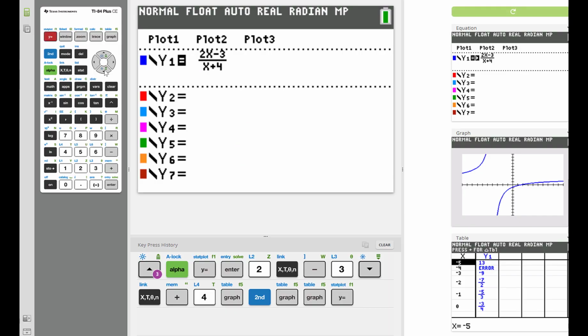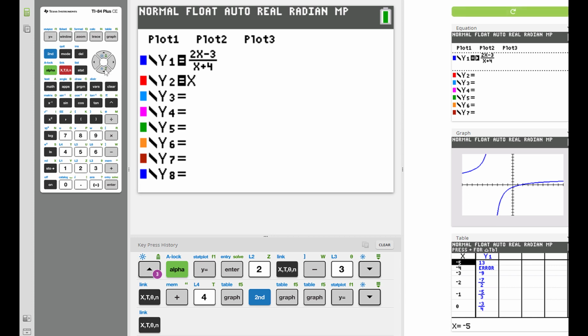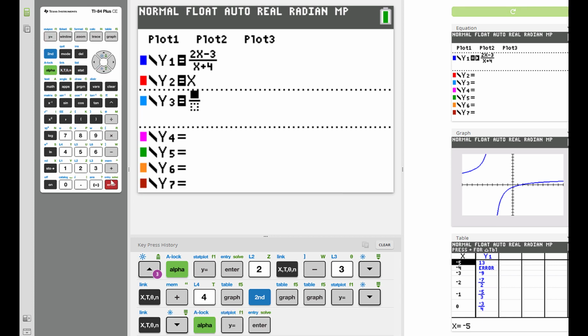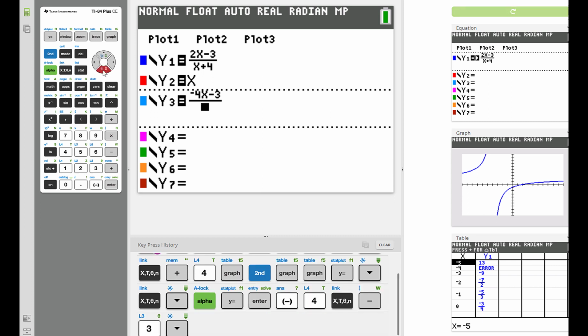Let's go into our graphing calculator. Why don't we go ahead and, for y sub 2, put in my axis of symmetry, which is going to be y equal to x. Y sub 3, that's going to be my inverse function, which is going to be -4x minus 3 over x minus 2. Let's graph it.